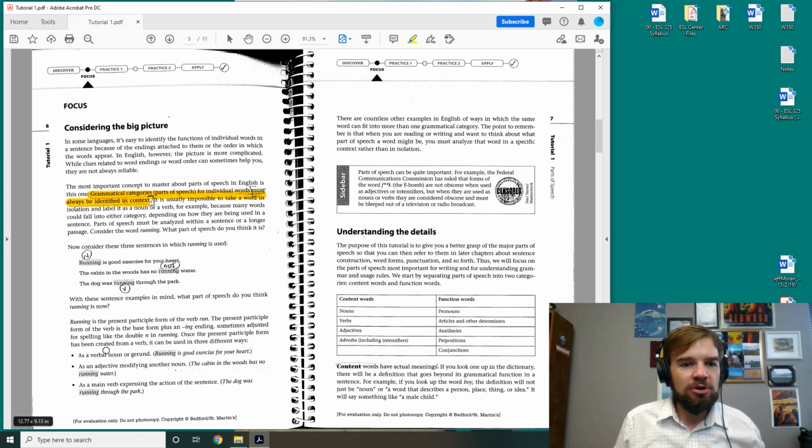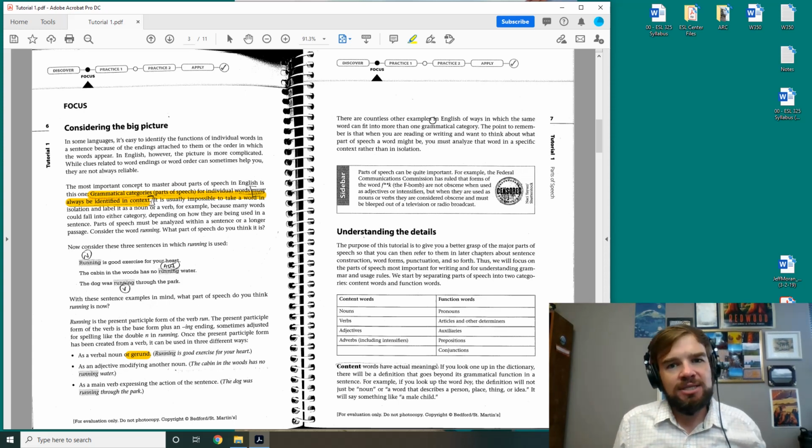Once the present participle form has been created from a verb, it can be used in 3 different ways. And here are those examples. First, as a verbal noun or gerund, right? And that's like in the first sentence, running is good exercise for your heart. Or as an adjective modifying another noun. The cabin in the woods has no running water, right? So here, running, ing, looks like a verb, maybe a gerund. No, it is an adjective telling us what type of water? Running water. Finally, as a main verb expressing the action of the sentence, that's in our last one here, the dog was running through the park.